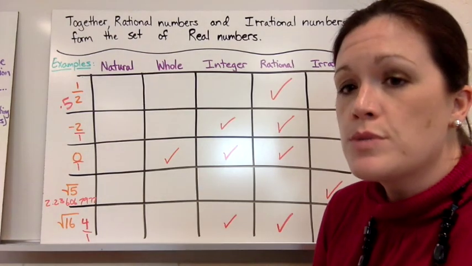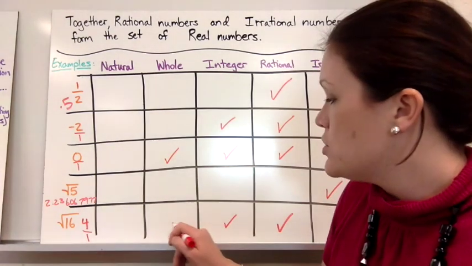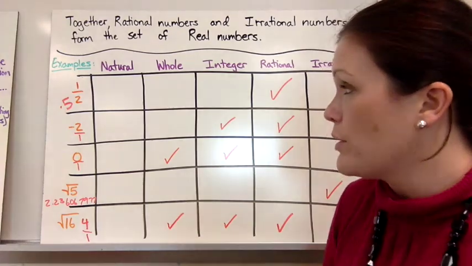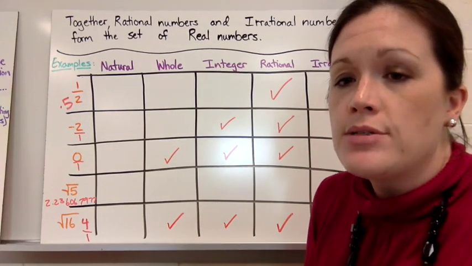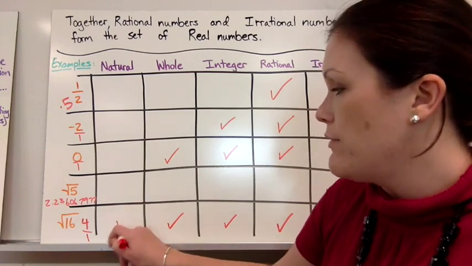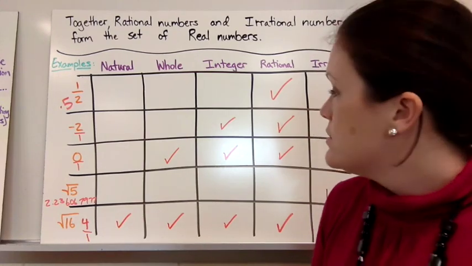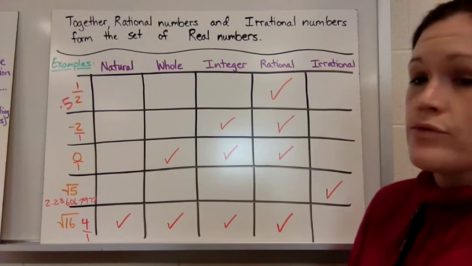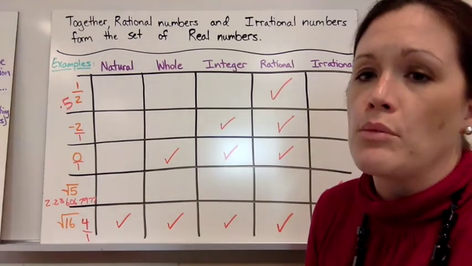Then whole starts with 0 and counts up. So 4 would definitely be a whole number. And natural or counting numbers are how we count. So if we start with 1 and we count up, we would definitely count up to 4. So that would be some good examples of rational and irrational numbers.